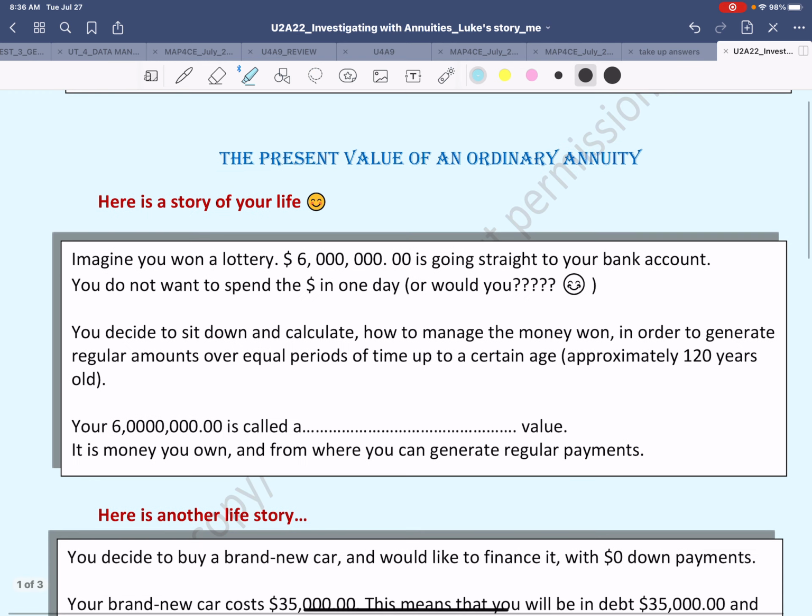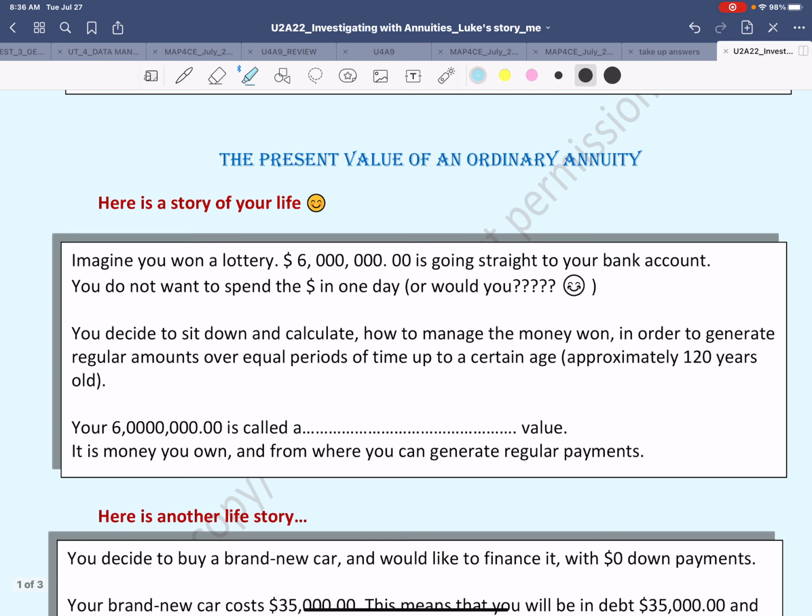Whenever we say the word annuity, we have to think of a regular payment. A regular payment can be made towards the future when we are saving up money, or it can be made to pay off a debt or to generate income from a certain amount of money that you either owe or own. These two words are so close to each other. So, our focus today will be on what we call the present value of an ordinary annuity.